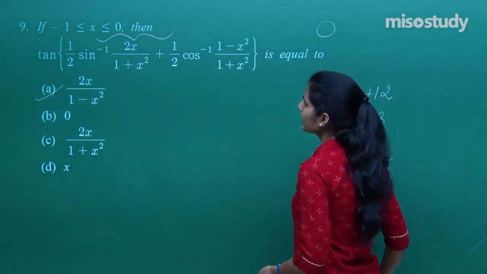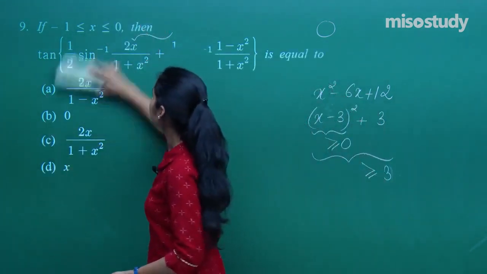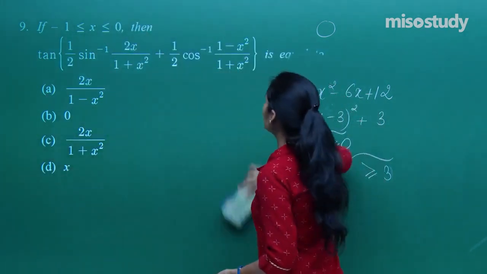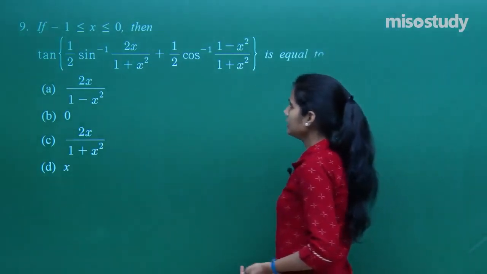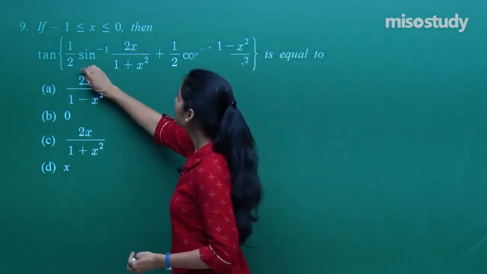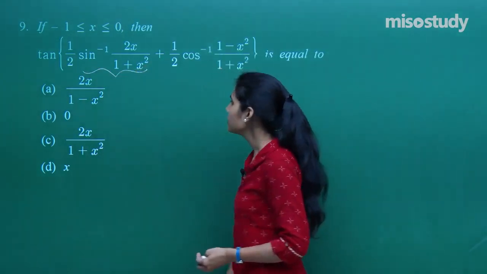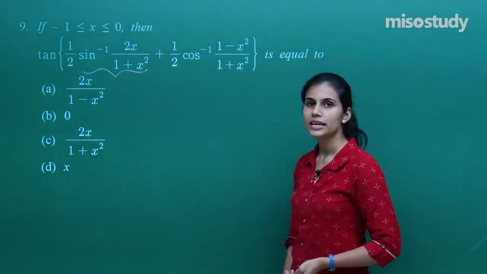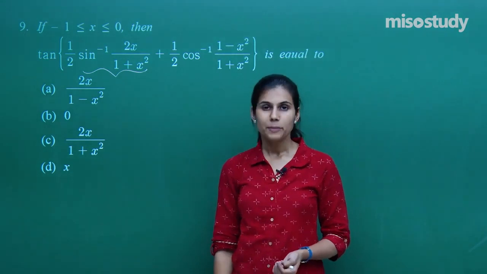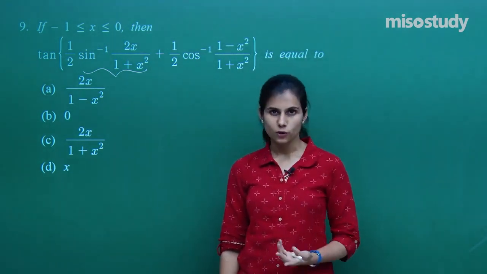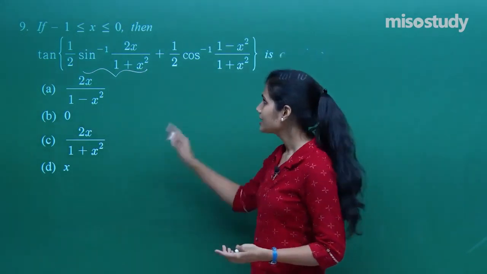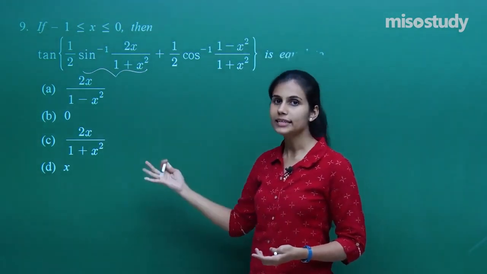Next we have, if -1 ≤ x ≤ 0, then tan of this expression is equal to what? Now see very clearly, if you know the formula, you know that sin inverse of 2x upon 1 plus x square is twice of tan inverse x. But that is only valid when x is lying in the closed interval [-1, 1], right? Only then it is valid.